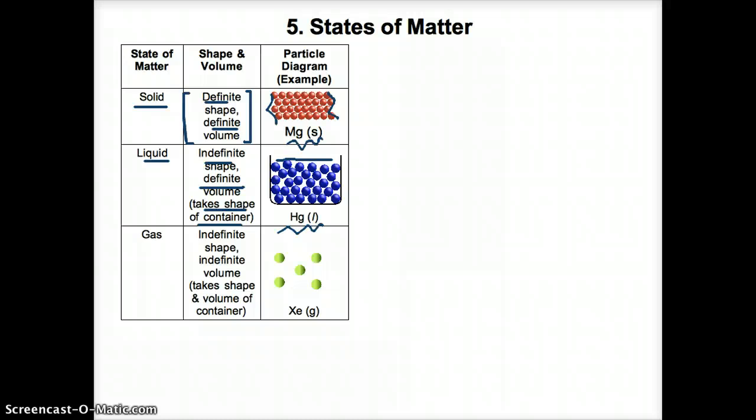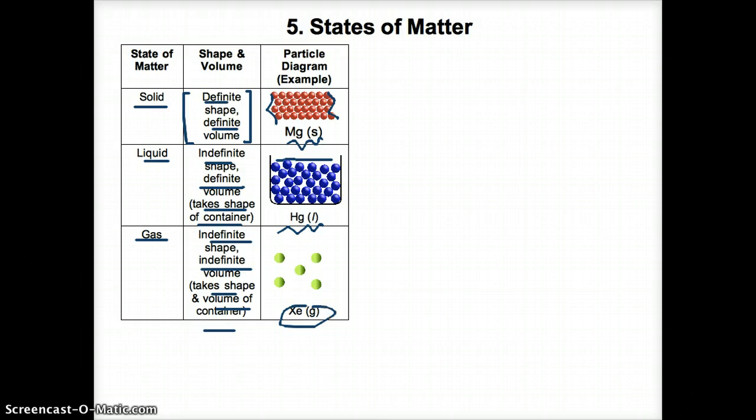Finally, we have gases, which have an indefinite shape and an indefinite volume. So what that means is they take the shape and volume of their containers. All right, for example, xenon gas, if placed in a sealed room, would fill the whole volume of the room and take its shape. All right?